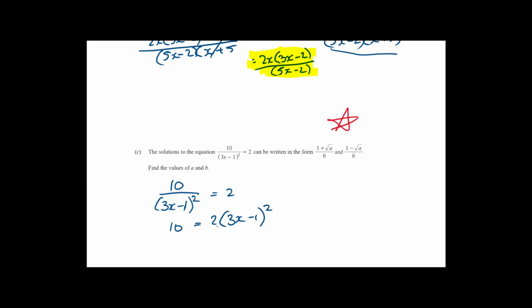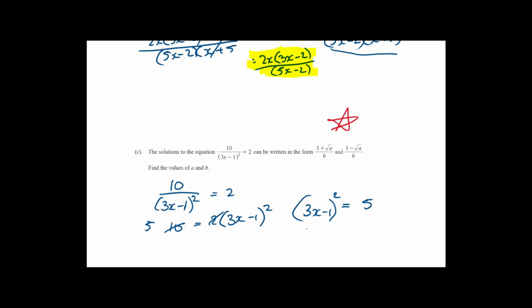Then I'm going to divide both sides by 2. Let's simplify things as much as possible. We get rid of that. That becomes a 5. 10 divided by 2 is 5. Okay. So let's rewrite it a little bit. So 3x minus 1 squared equals 5.